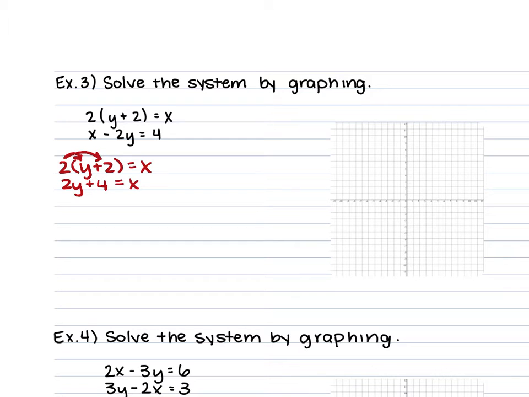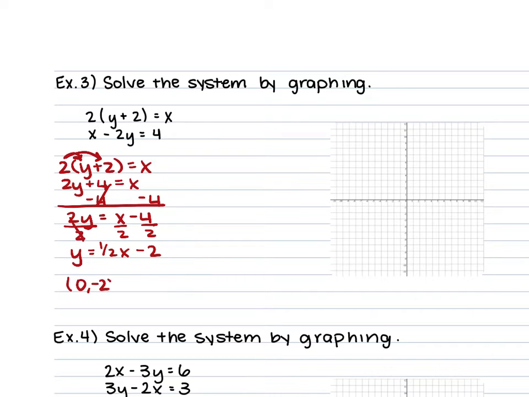I still want to get my y by itself, so I'm going to start this one by subtracting that 4 from each side. I have 2y is equal to x minus 4, and then I divide each side by 2, which means I divide each term by that 2 to get y is equal to 1/2 x minus 2. So the ordered pair that I'm going to start with is that (0, -2), and then my slope is 1/2.